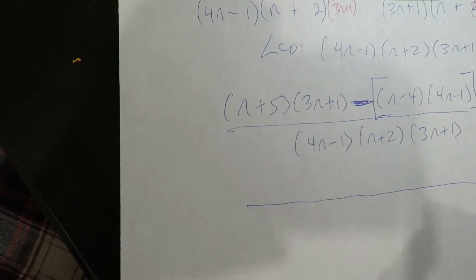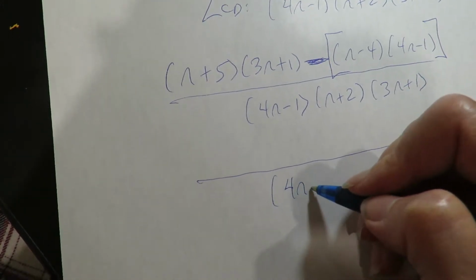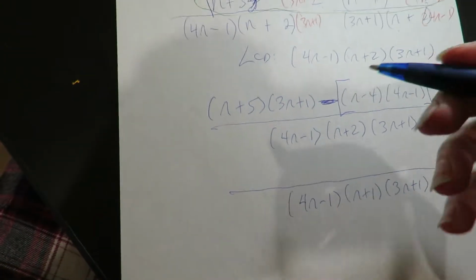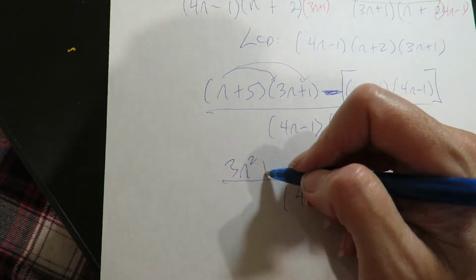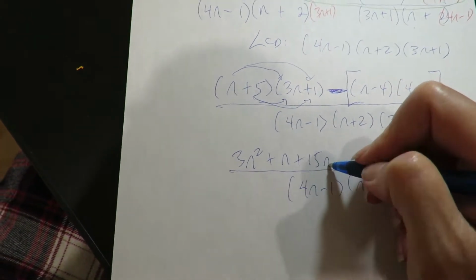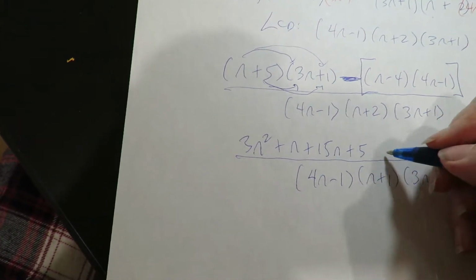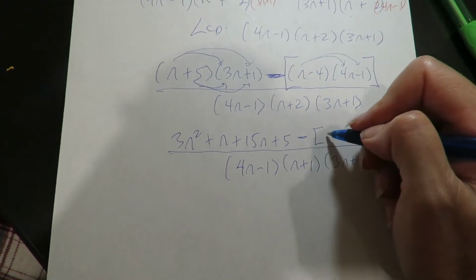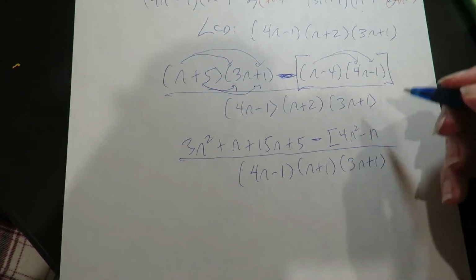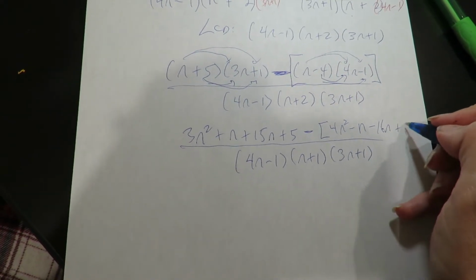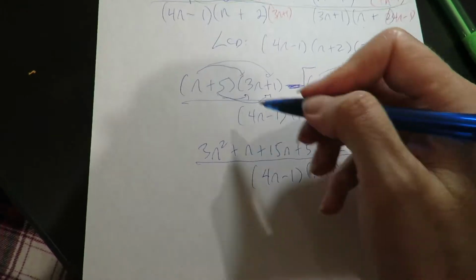Alright, so let me start with all the foiling. Alright, so we foil this guy up here. Now I'm going to leave this guy in brackets for the moment. I'm going to combine like terms.